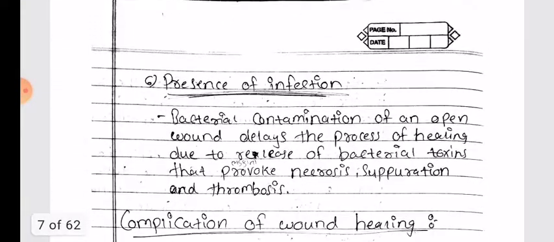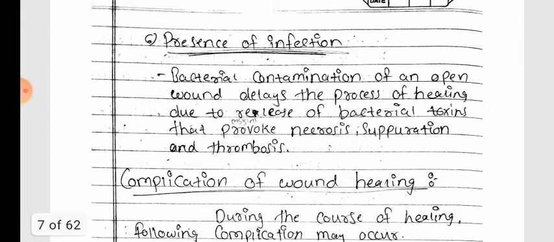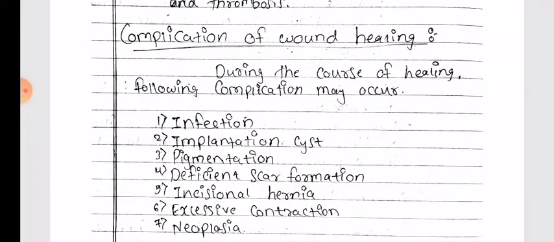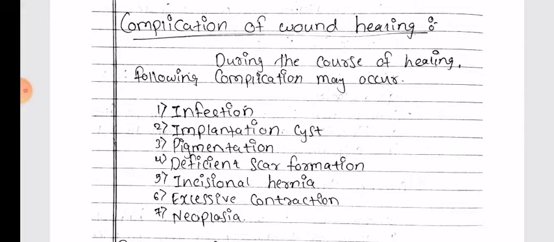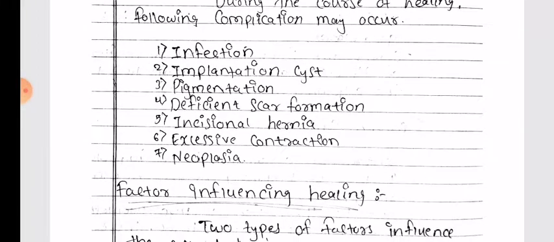Presence of infection. Bacterial contamination of an open wound delays the process of healing due to release of bacterial toxins that provoke necrosis, suppuration, and thrombosis. Complications of wound healing. During the course of healing, the following complications may occur: infection, implantation cyst, pigmentation, deficient scar formation, incisional hernia, excessive contraction, and neoplasia.